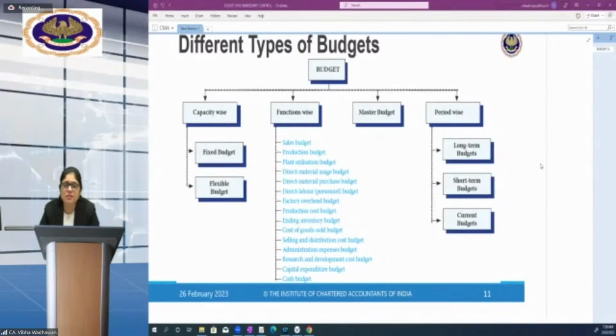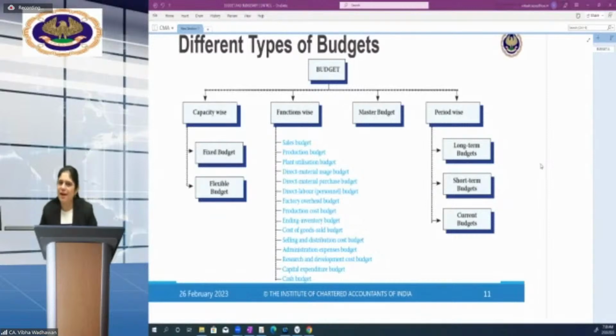Capital expenditure, how much capex we are planning to incur in the budgeted period. And of course, the cash budget, how much cash is expected to be arranged, how much cash balance we have to maintain. So everything is basically planned in advance for the future, for a definite future period.